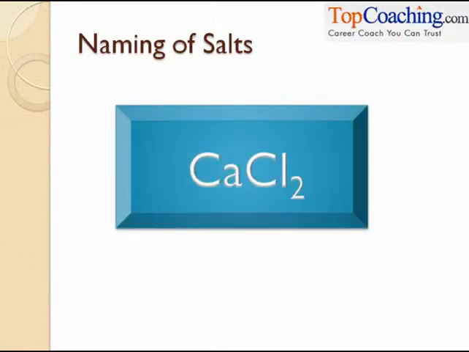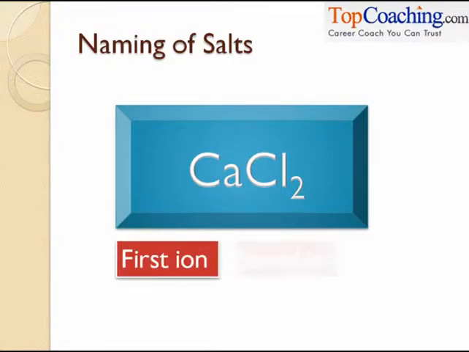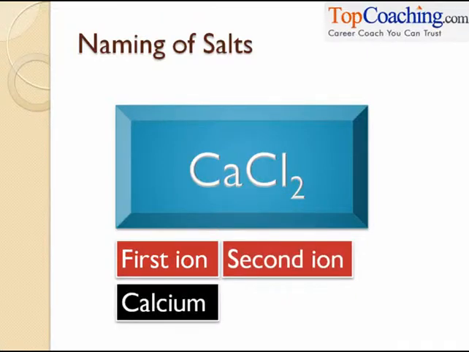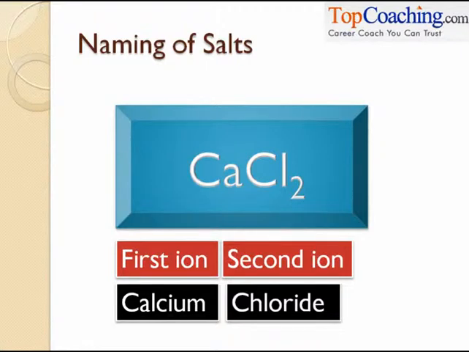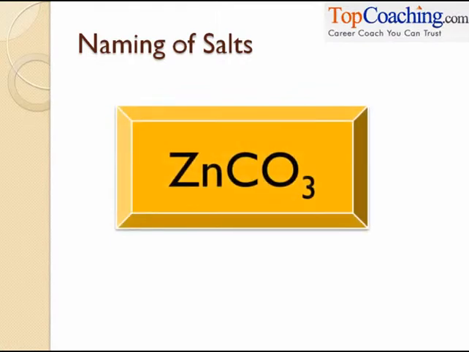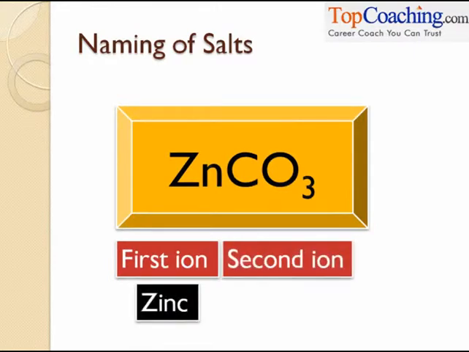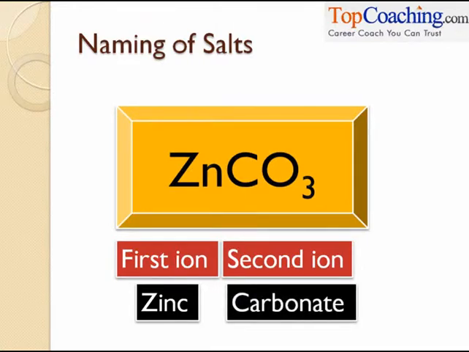Here's another example. What will be the name of this salt? Well, first ion and second ion. The first ion is calcium. The second ion is chloride. So the name of the salt will be calcium chloride. Take a look at this salt now. ZnCO3. The first ion is zinc and the second ion is carbonate. So the name of the salt will be zinc carbonate. Isn't it extremely simple to name salts? You just identify the ions, and first ion and second ion is the name of the salt.